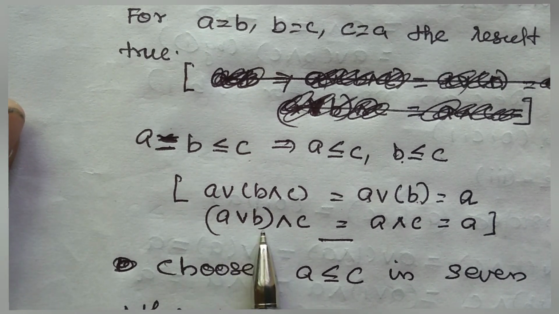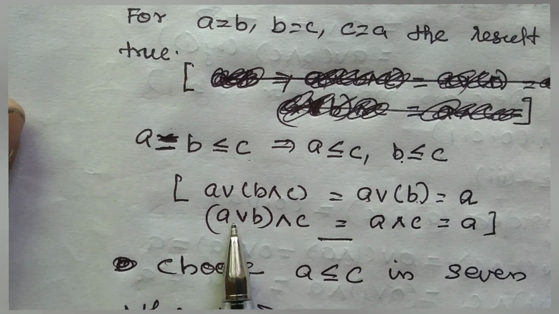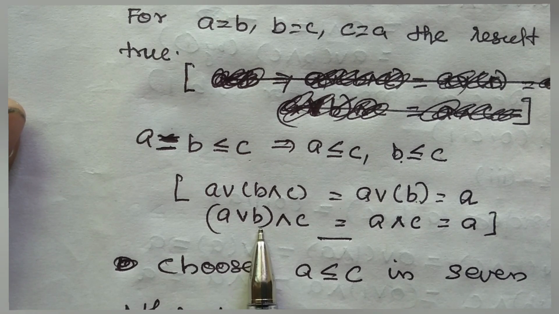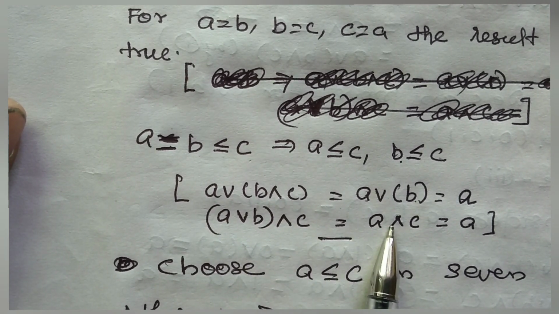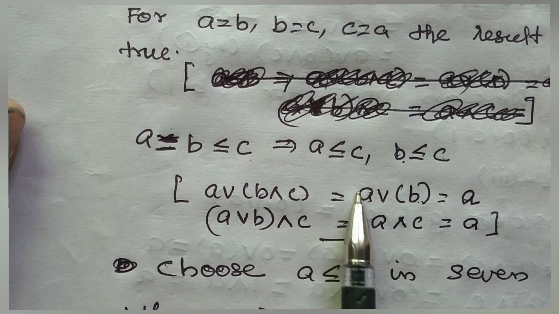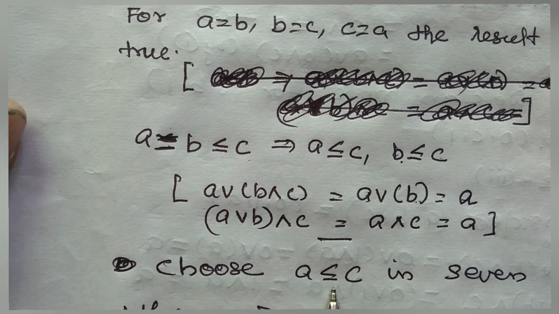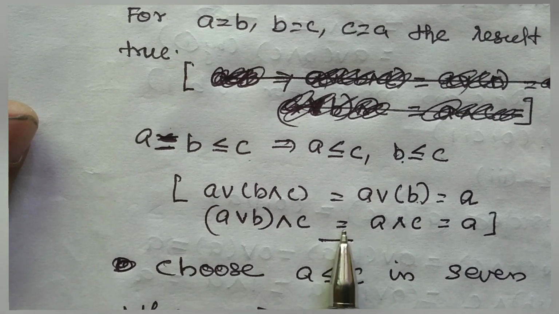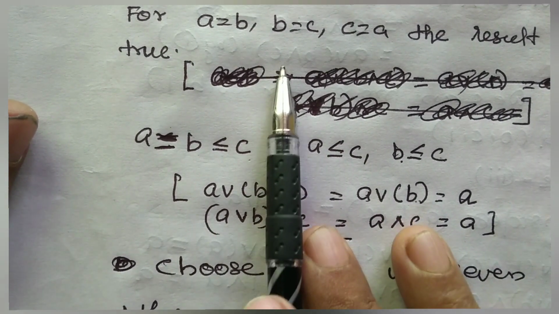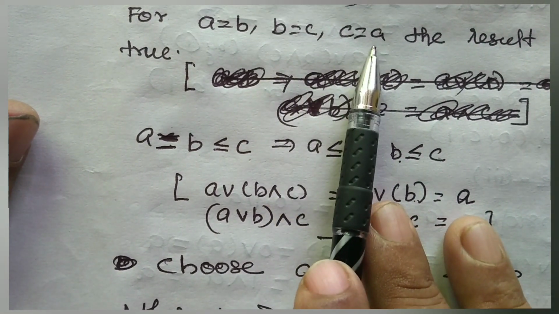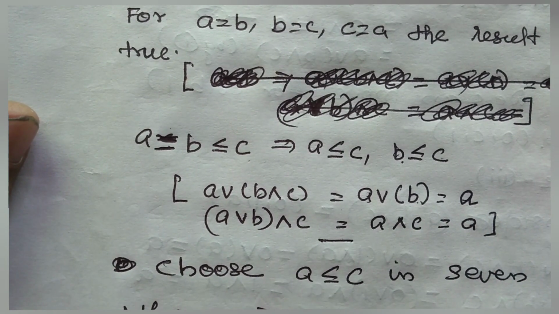Similarly, on the RHS, (A or B) and C. A or B is equal to A only. Then A and C. Since A is less than or equal to C, A and C is equal to A. So LHS is equal to RHS. The first case is proved. Similarly we can take B equal to C and C equal to A. The other cases you can do similarly.